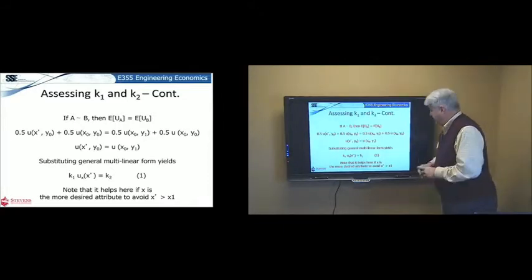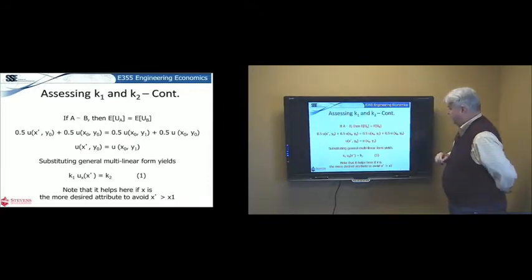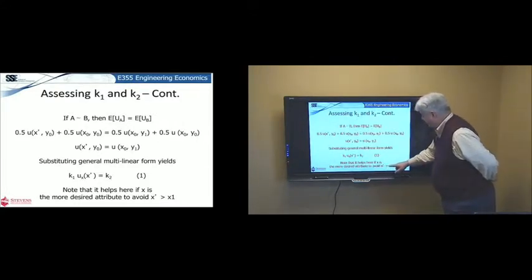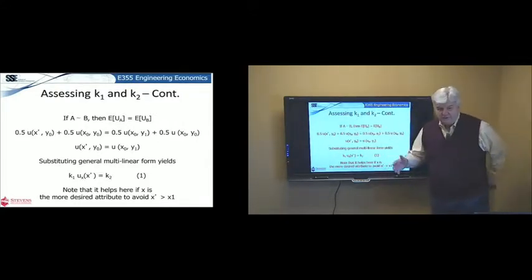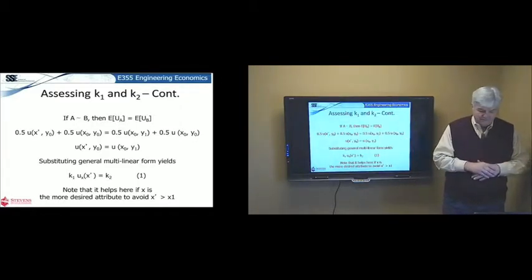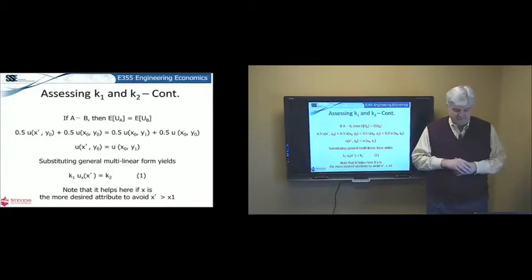Okay. Notice here that it's important that x is the more desired attribute because you wouldn't want the situation where x prime ended up greater than x1. You'd be out of the preference space, which creates all sorts of awkwardness, and you have to redefine the preference space.